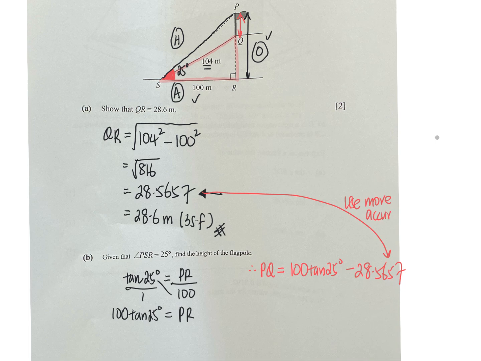Okay, so use the more accurate answer. I use 100 tan 25 minus my answer. You should get 18.065. So 3 SF is 18.1, but some of you give me 18.0. That's not accurate enough. So don't lose accuracy. The good thing is I think you can actually rely on your trigo. It's not too bad. So it could be one element to help you to get marks.